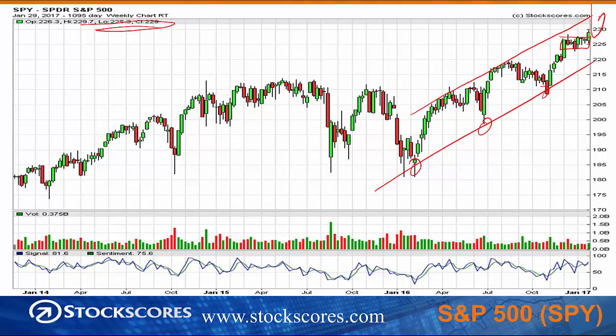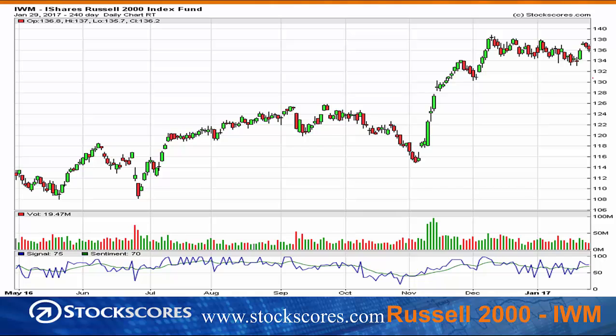What you want to watch for if you're thinking about exiting the market and staying away from a correction is look for the market to break that upward trend line. We've tested it a number of times. As long as we don't break that upward trend line, I would stay bullish on U.S. stocks.